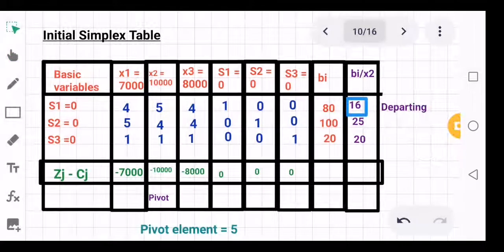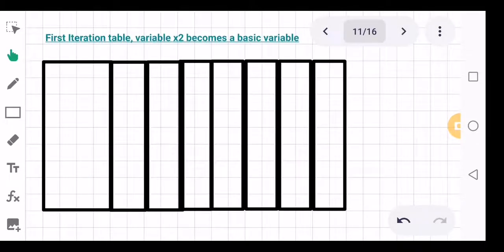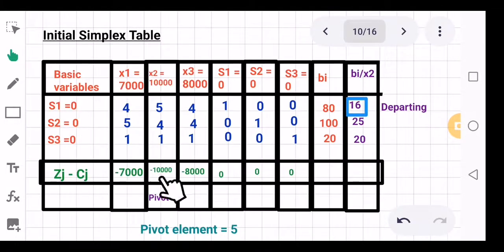Now, once you have not got the optimal solution, we have to prepare another table. The other table is this one. This table is called the first iteration table. Over here, what we have to do is the same as this. The column headings would be the same: basic variables, x1, x2, x3, s1, s2, s3, bi. All these are going to be the same.